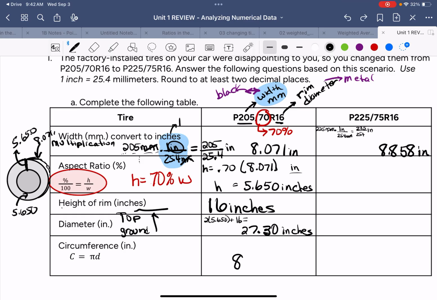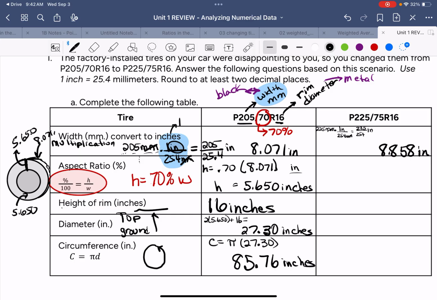So the circumference is 85.76 inches. It's not square inches because circumference is the distance around something. We go around it with inches. We don't cover it. Okay, that is our circumference. Again, we took the circumference is pi, and we hit the pi button, times 27.30. Okay, we do the same thing on the other one.